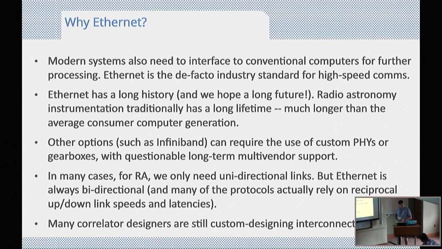And then just to point something out, in many cases for radio astronomy, we only need unidirectional links. You want to send data in one direction down your pipeline. It's very rare that you send it the other way. But Ethernet is inherently bidirectional. And many of the protocols actually rely on reciprocal up-down link speeds. So you can actually cut the link in one way and use Ethernet unidirectionally, but you're going to make a bad time for yourself. And then just another point, Ethernet's gaining in popularity, but there are many correlator designers out there who are still custom designing interconnects, and I'm hoping very few in this room.